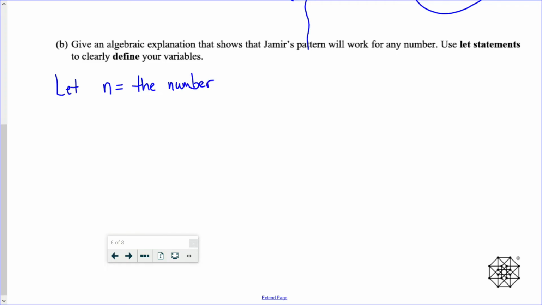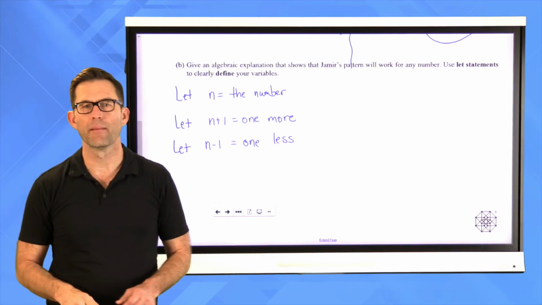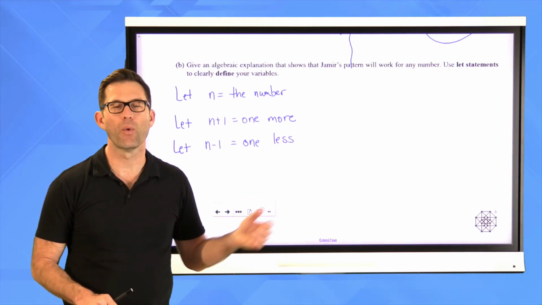Now remember, Jameer's pattern involved a number that was one more than it. So that would have to be n plus 1. And then let n minus 1 be 1 less. So there are our let statements. n is just that arbitrary number. n plus 1 is 1 more than the number. n minus 1 is 1 less than the number.